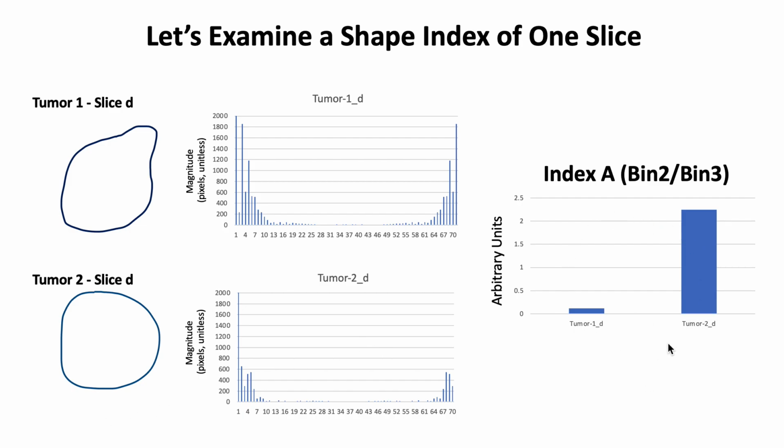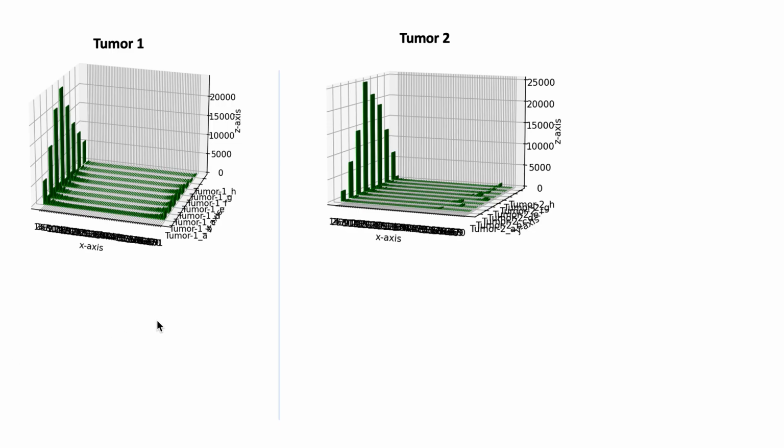So using this index, called index A, which is dividing bin 2 by bin 3, we can analyze every single slice in a 3D stack. But first, here are the 3D bar plots for each tumor, which are obtained by graphing the frequency plots of each consecutive slice next to each other. Here on the y-axis, slice A, which is the top of the tumor, is at the front, and slice H, which is the bottom of the tumor, is in the back. These bar plots are multi-dimensional representations of the 3D tumors that we started with, except they are very cumbersome because there are hundreds of dimensions representing a tumor.